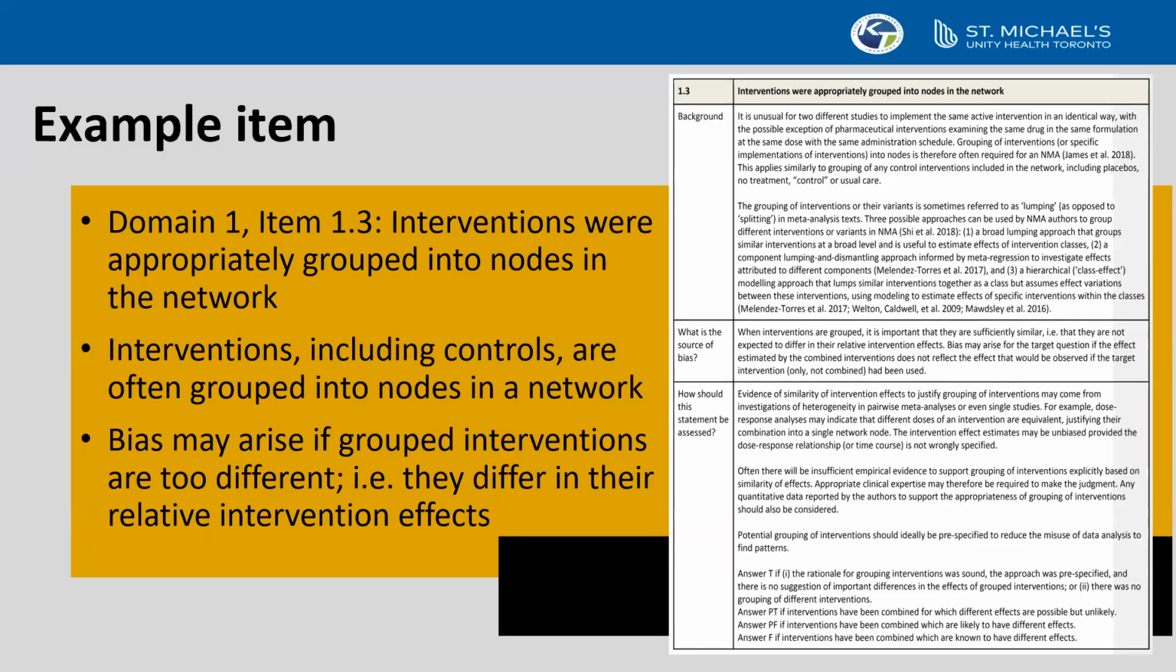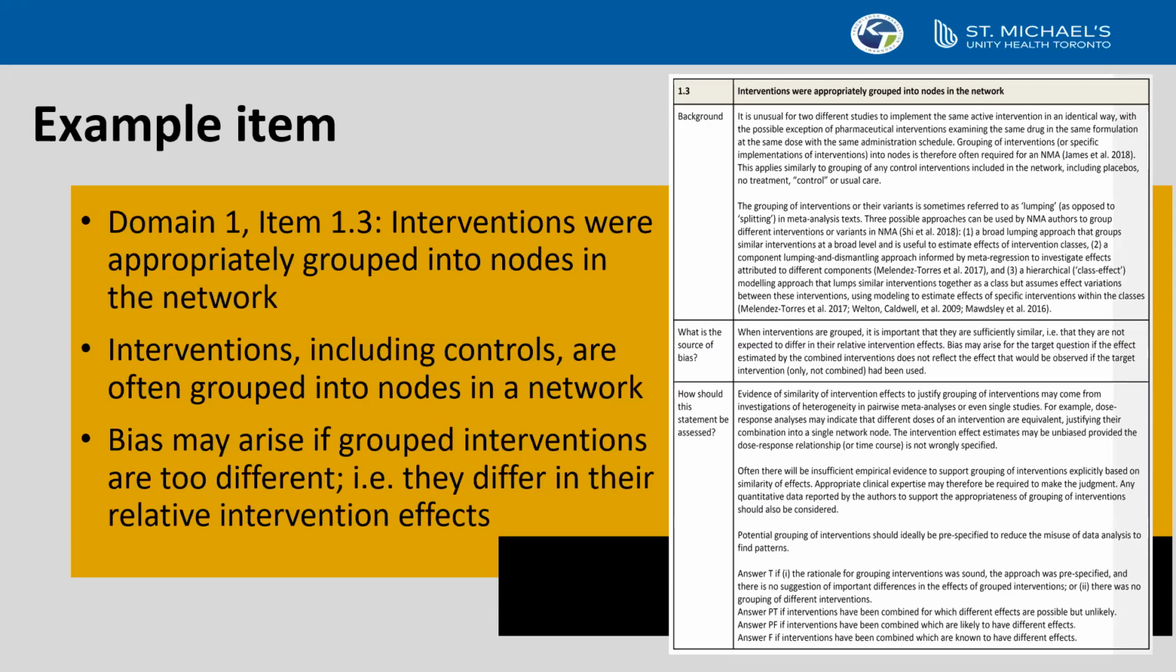So this is my example item. I picked item 1.3, which is: interventions were appropriately grouped into nodes in the network. On the right, you see a portion of our E&E, our elaboration and explanation guidance document.